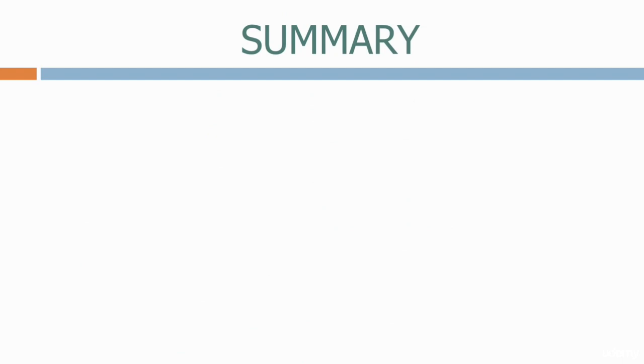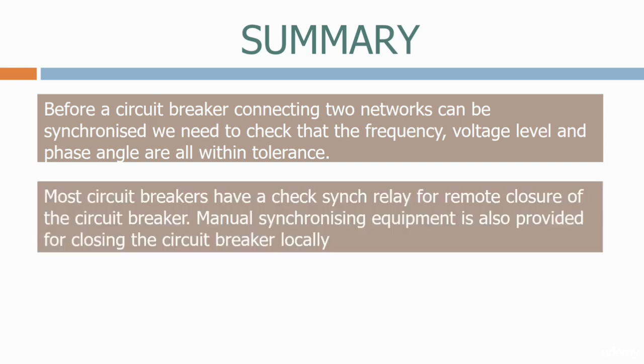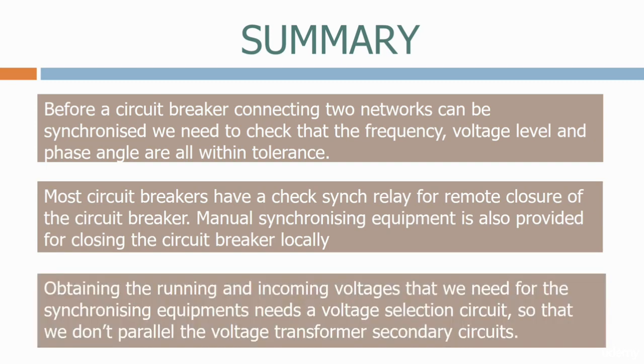Let's summarize what we've learned today. Before the circuit breaker connecting 2 networks can be synchronized, we need to check that the frequency, voltage level, and phase angle are all within tolerance. Most circuit breakers have a check sync relay for remote closure of the circuit breaker. Manual synchronizing equipment is also provided for closing the circuit breaker locally. Obtaining the running and incoming voltages that we need for the synchronizing equipment needs a voltage selection circuit, so that we don't parallel the voltage transformer secondary circuits.